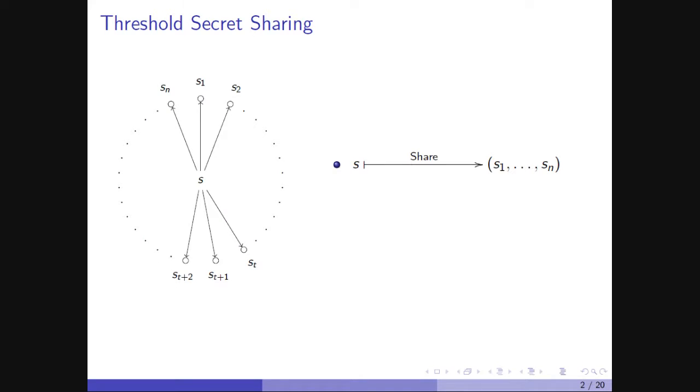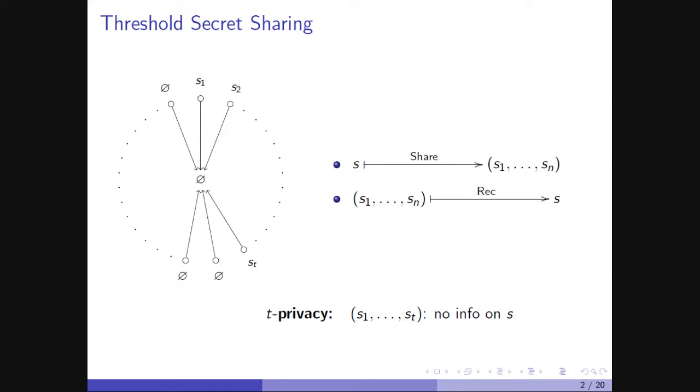So what is a secret sharing scheme? I'm going to talk about threshold secret sharing. A secret sharing scheme is a couple of algorithms. The sharing algorithm takes a secret and outputs a bunch of shares. The reconstruction algorithm takes the shares and reconstructs the secret. We want two properties. One is T privacy, meaning that any set of T shares reveals no information about the secret. We also want T plus one reconstruction, meaning that as long as you add one share, you get the secret back, meaning T plus one shares completely define the secret.